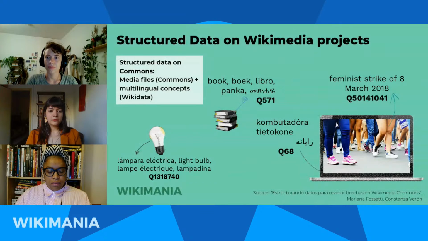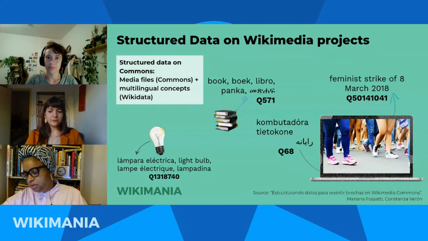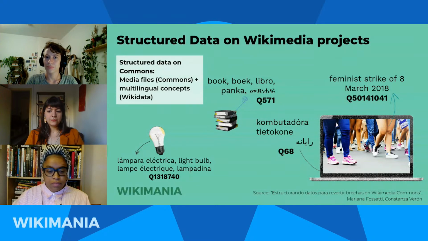And a way in which you can see structured data on Wikimedia projects is structured data on Commons. This is something that I don't know if everybody knows about. Maybe newcomers don't, but this is about the media files. The millions of media files we have stored in Wikimedia Commons can be connected with concepts, with their representations as data on Wikidata in a multilingual way.